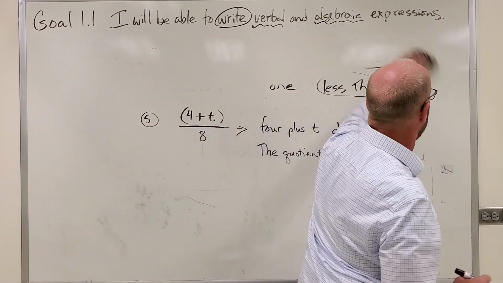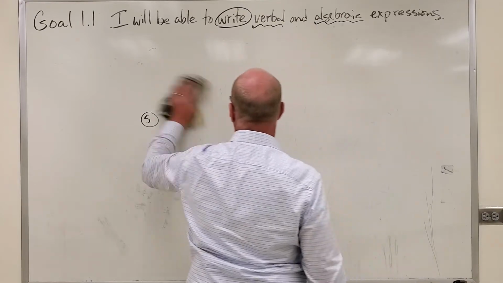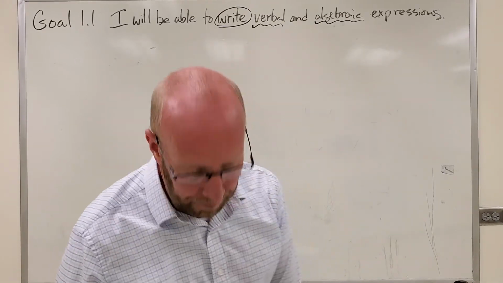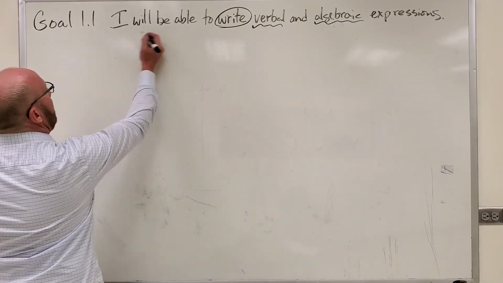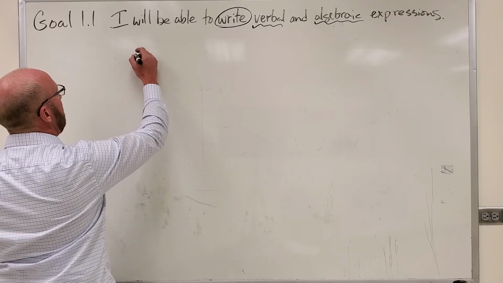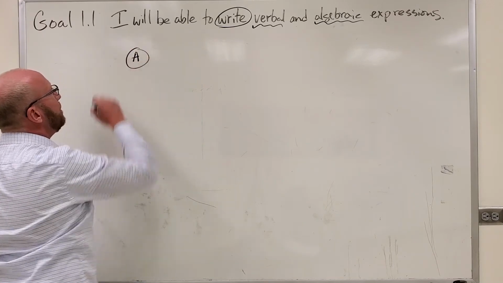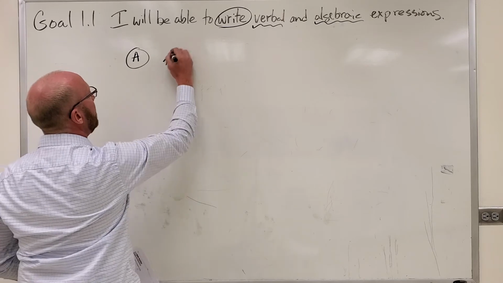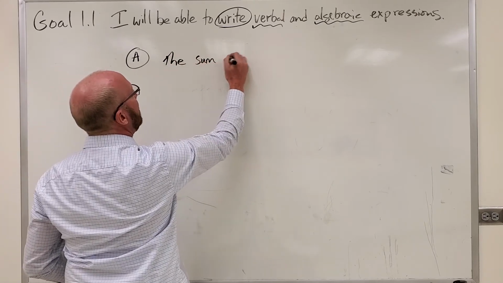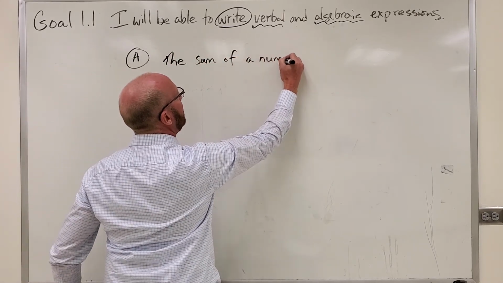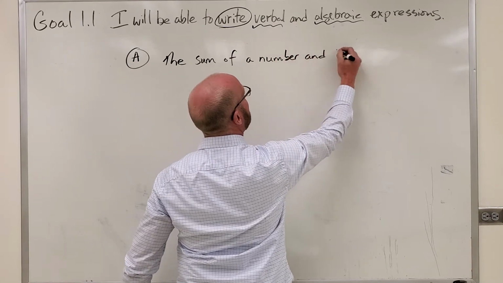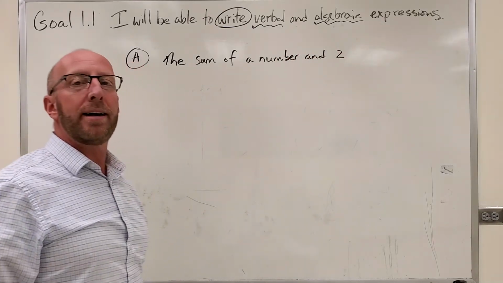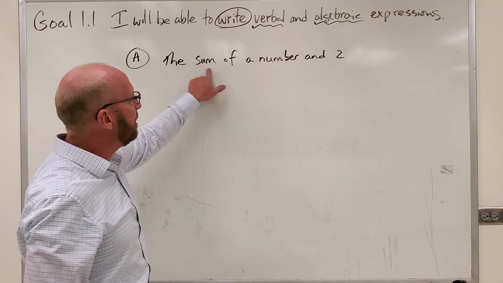Now we'll go the other way around. Now we'll start with the verbal. Let's do, this is going to be example A. The sum of a number and 2. How would I write that as an algebraic expression? The sum of a number and 2.